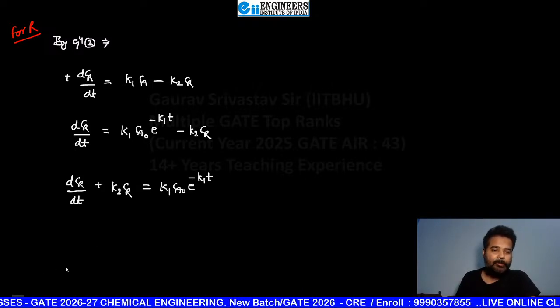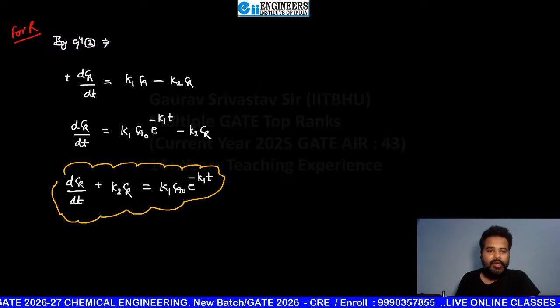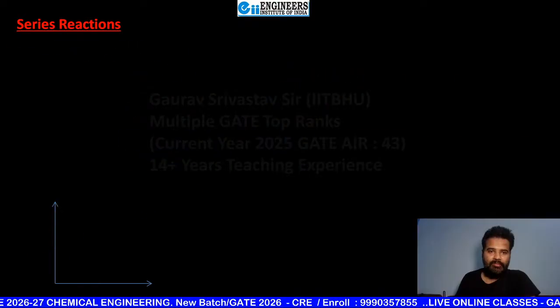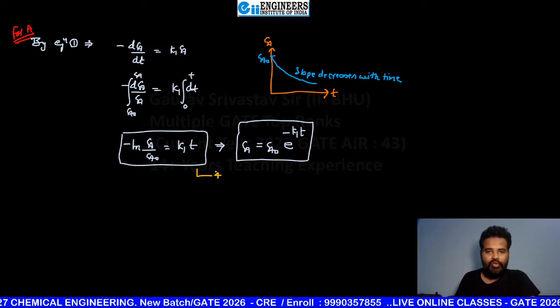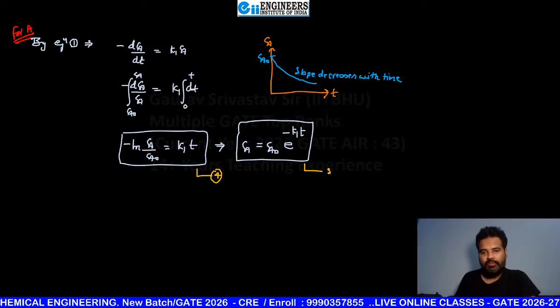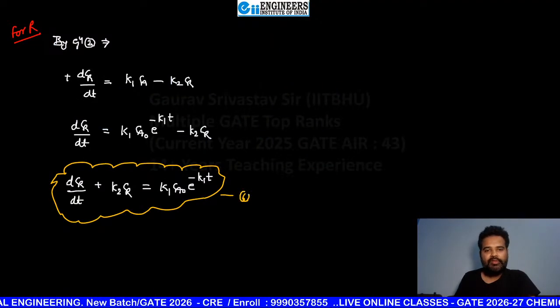इसे solve करोगे क्या आप? Everyone beta, please solve it. This is your equation number 1, 2, 3. This is your equation number 4. This is your equation number 5. And this is your equation number 6.